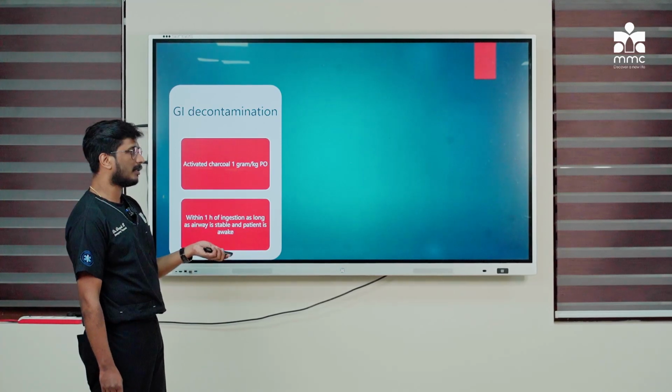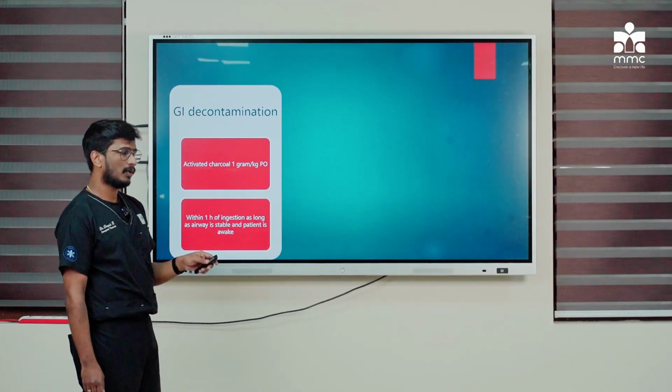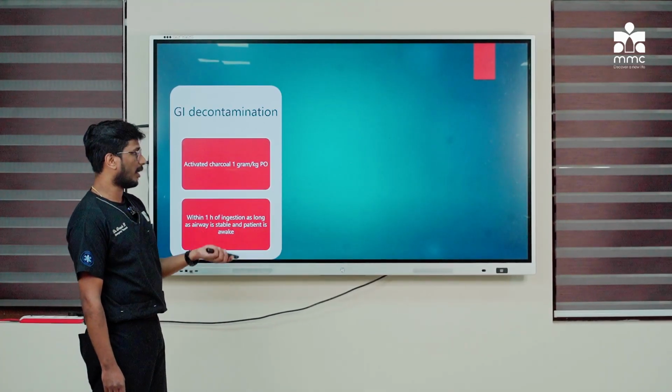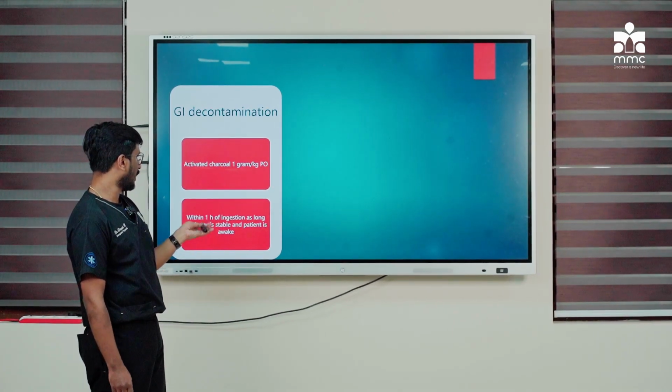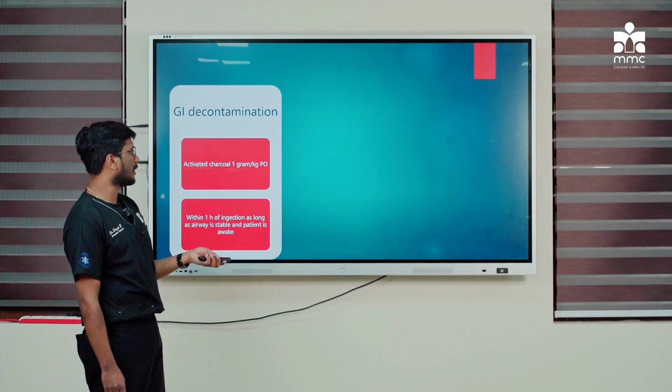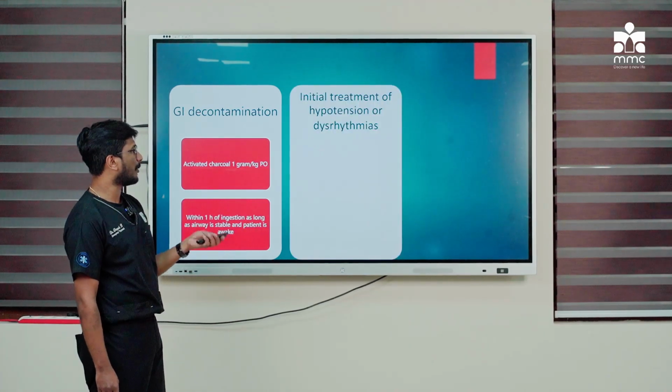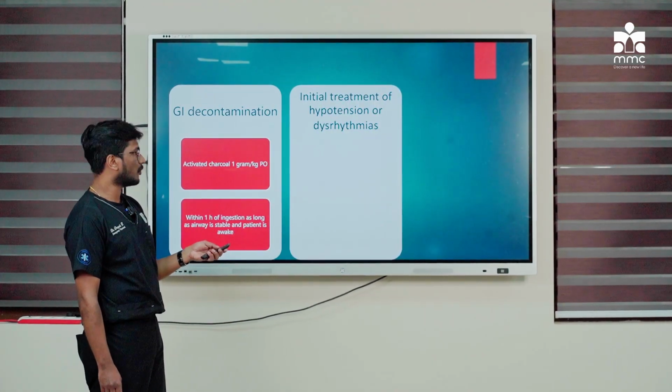If the airway is threatened, there is a chance for aspiration, so we should avoid charcoal. It may harm the patient more than benefit. So airway should be stable before giving charcoal. So initial treatment for hypotension or dysarrhythmia is sodium bicarbonate.